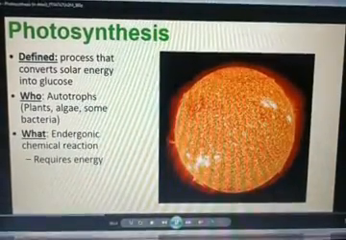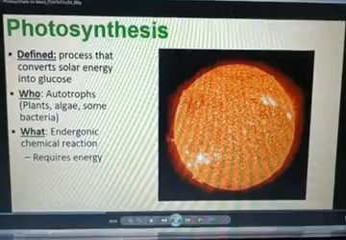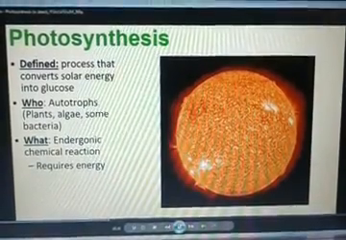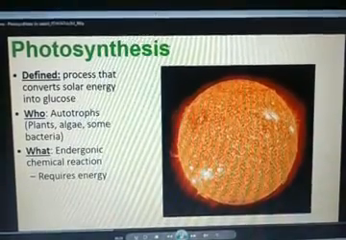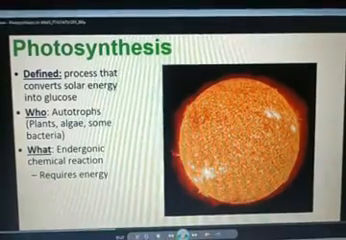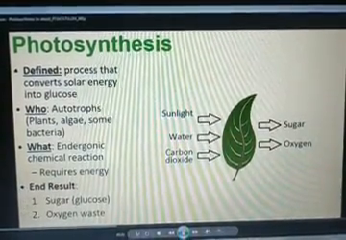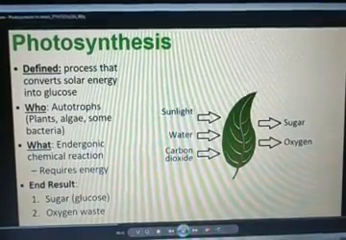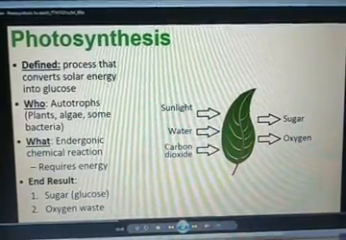Now, we can say that photosynthesis is also an endergonic chemical reaction. It means it requires an input of energy from sunlight, which powers photosynthesis. As end results, it creates oxygen as a waste gas and simple sugars like glucose.